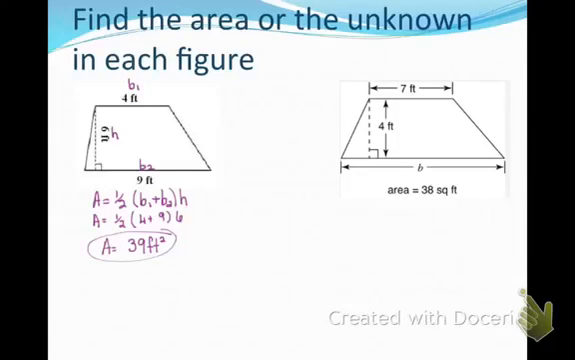Now, the second figure is a little bit different in that they've given us the area, and we want to find the length of our second base here. So I'm going to call 7 base 1 and B2. And again, our height is the perpendicular distance between those bases, which is 4. So instead of A, I'm going to put 38 because my area is 38. I'm going to put 7 for B1, and I'm just going to put B for B2. And I'm going to replace H with my height of 4.